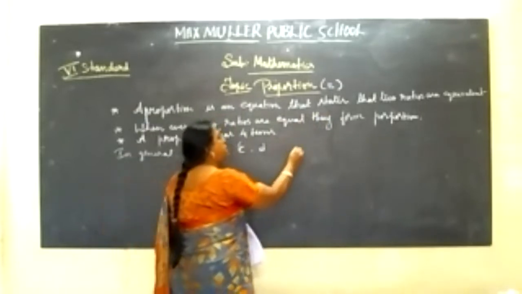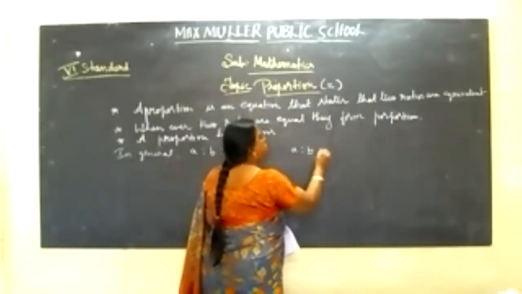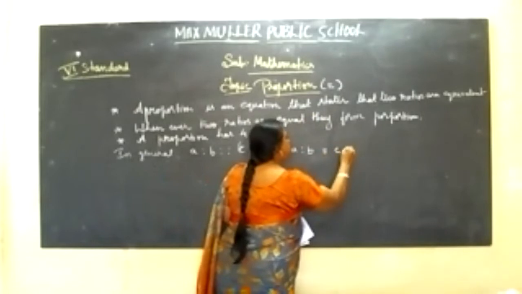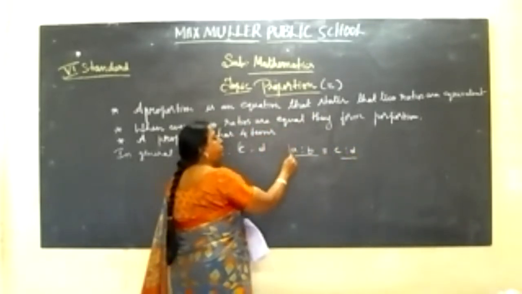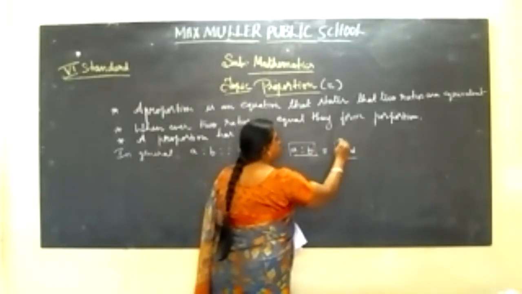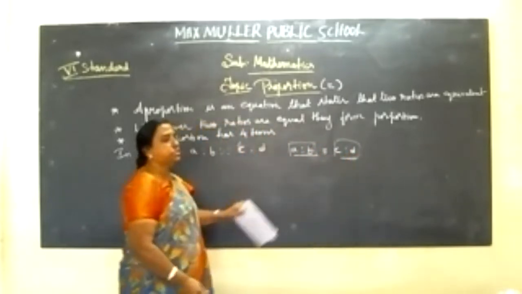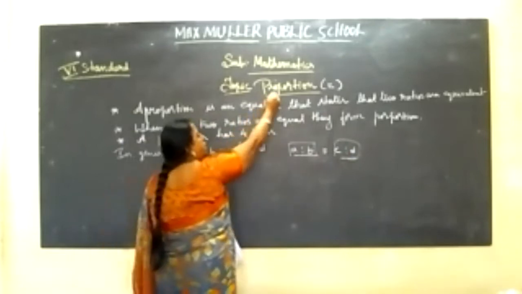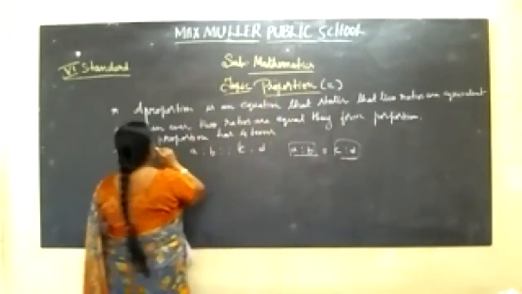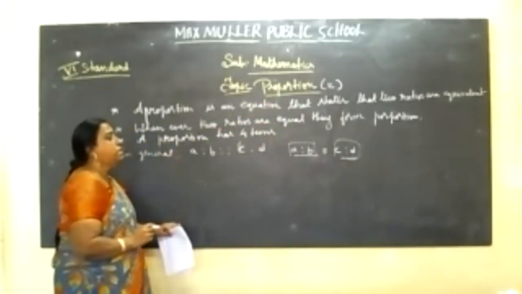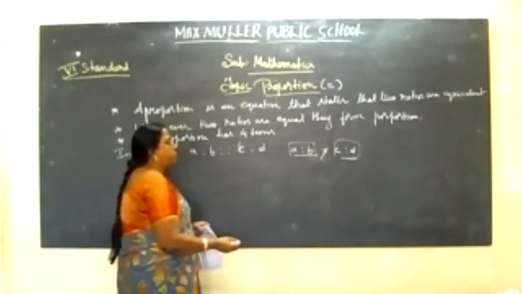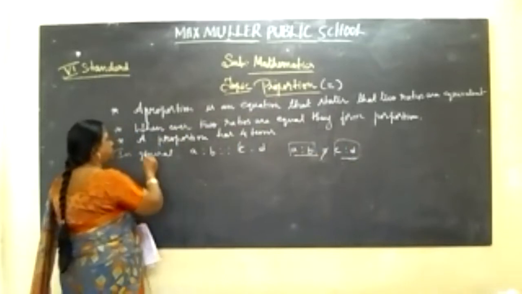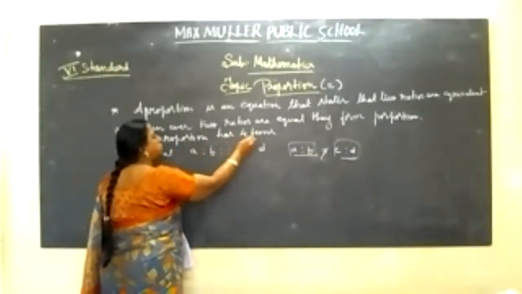For example, if A is to B is equal to C is to D, then we can say they both are in proportion. So if we compare the first ratio and second ratio, if both the ratios are equal, we can say that they are in proportion. Understand? Whenever two ratios are equal, they are in proportion. If they are not equal, they are not in proportion. So usually a proportion has four terms.